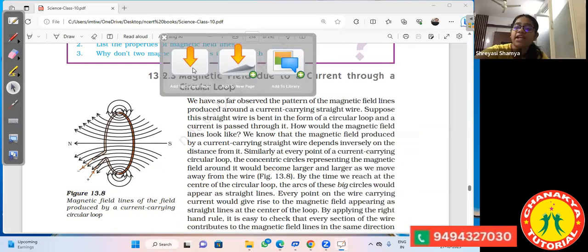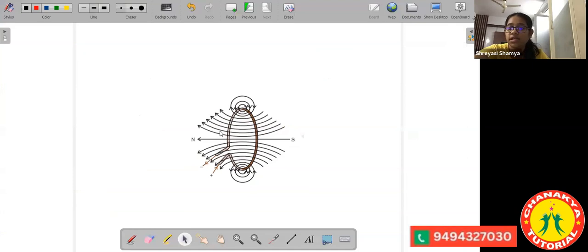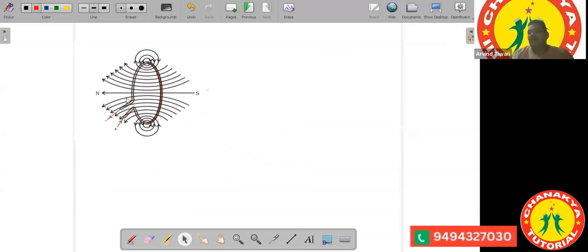So that one straight line is a part of a whole big circle, right, sir? Yeah. But if you observe it, at the center, you will observe it to be a straight line.